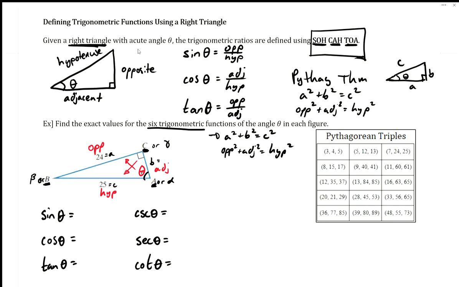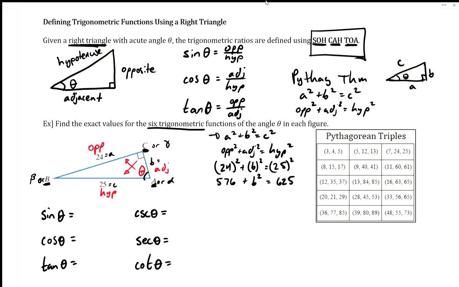in my Pythagorean theorem. Okay, so we have opposite is 24, so 24 squared, plus the adjacent, that's what we're trying to find. Let's use b, so b squared, equals the hypotenuse, which is 25 squared. Okay, and then we can square 24. That is 576. B squared is b squared, and then 25 squared is 625.